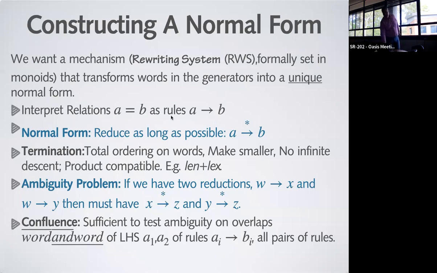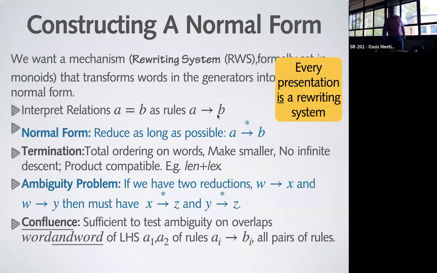So if I have that two words represent the same element, I interpret it as a rule that a word A gets transformed into a word B. That means every presentation can be considered as a rewriting system. What is the normal form? The normal form is simply that I reduce as long as I can. And I will denote this by this arrow star.